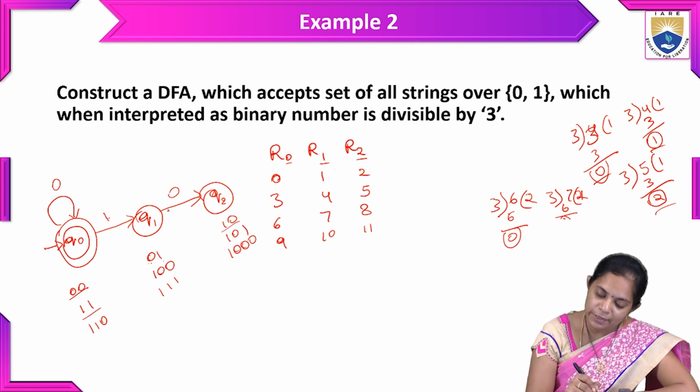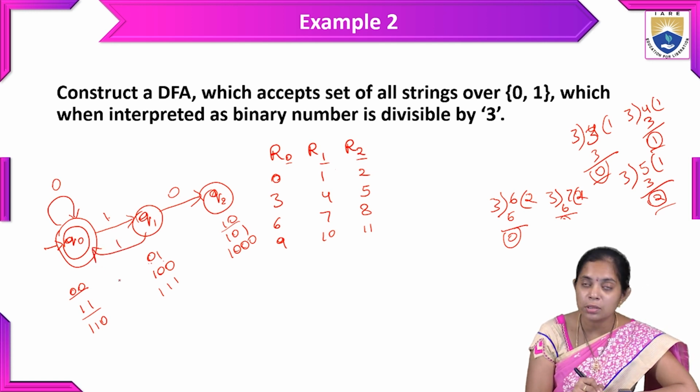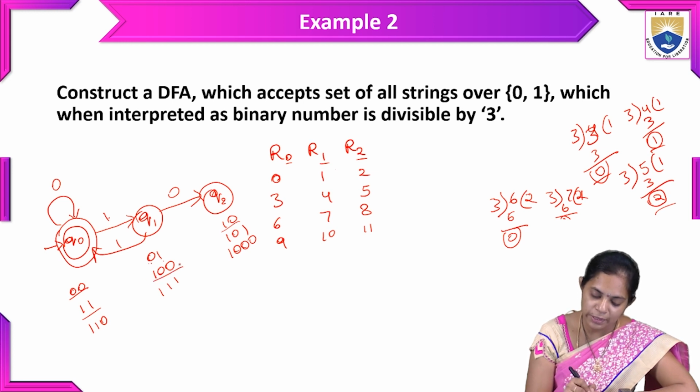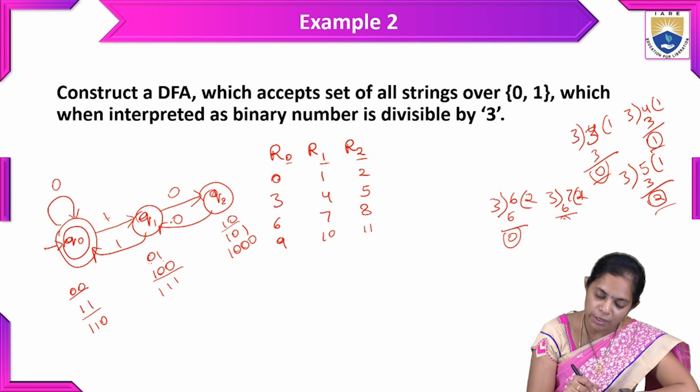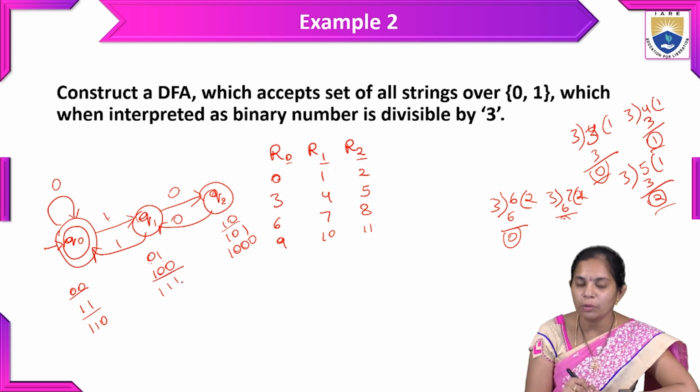So already 1 is there, and if you give 1 as an input symbol, it has to reach Q0. Why? Because if you get 1, it reaches the Q0 state only. And here 1, 1, 0, 0. So 1, 0, 0 is there. And here, if you give 0, it has to reach Q1. Why? Because it is in remainder 1.